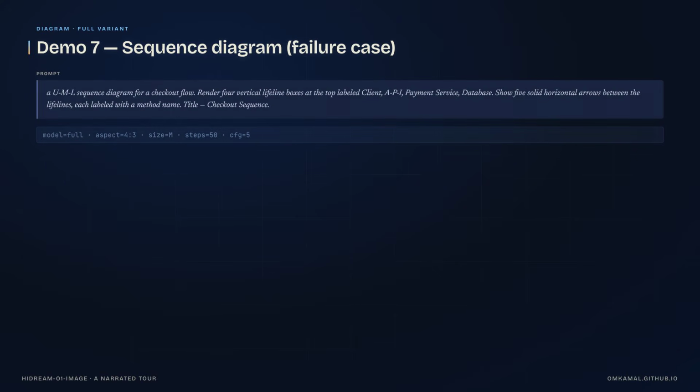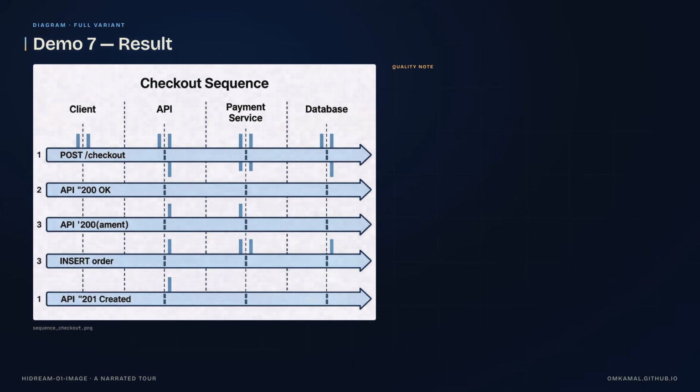And finally, the failure case. We ask the model for a UML sequence diagram, 4 vertical lifelines and 5 horizontal method call arrows between them. This shows where the model breaks down. The structural template works. 4 vertical lifeline boxes at the top, labeled correctly, dashed vertical lines descending. But the labeled horizontal arrows between lifelines, the actual content of a sequence diagram, did not render at all.